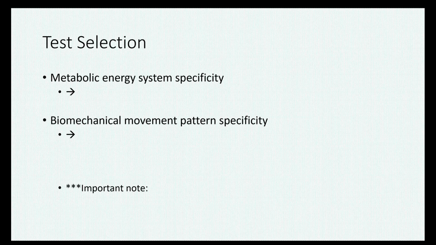So if we're doing some sort of agility, quick sprinting, and if that really requires the phosphagen and anaerobic glycolytic system, are we choosing the test that is going to be testing one, those systems, and two, those sport-specific movements of cutting back and forth? So we want it to be testing the energy demand side as well as the physical movement and the biomechanical side of things.